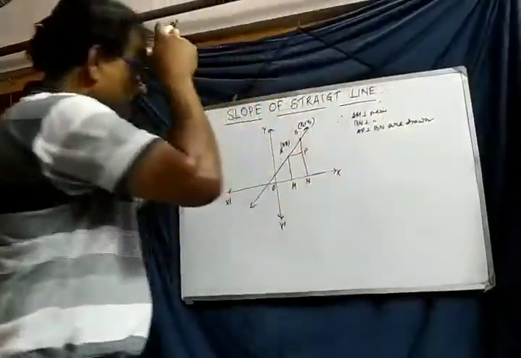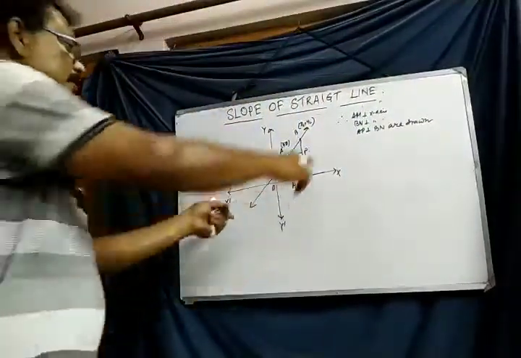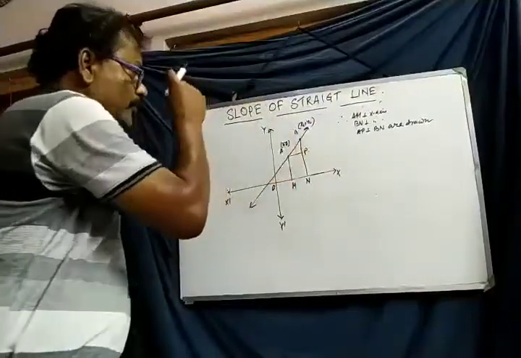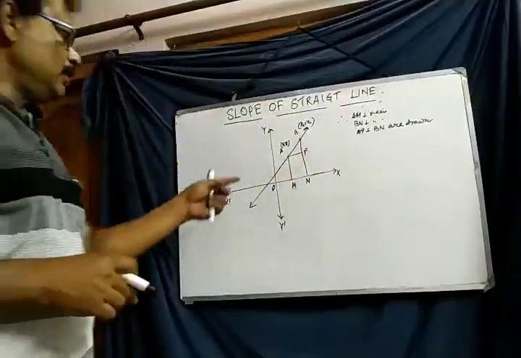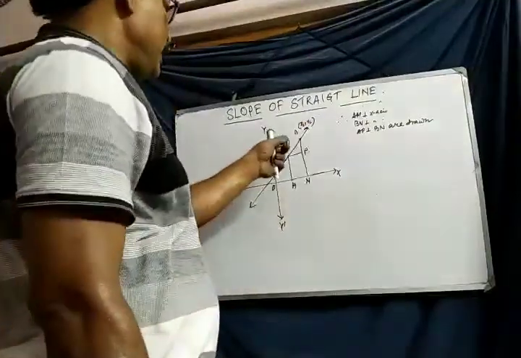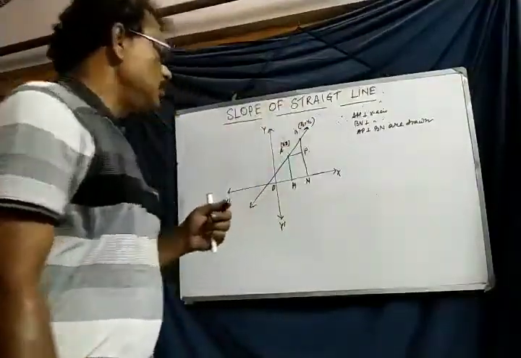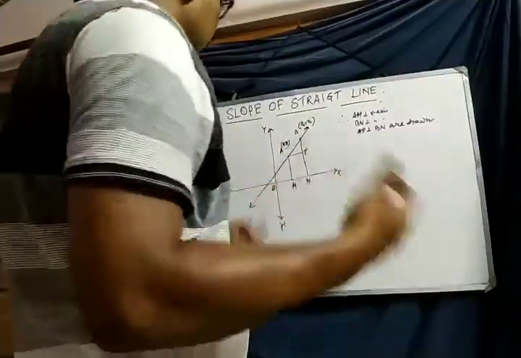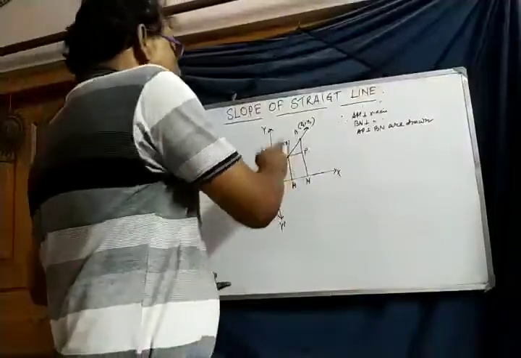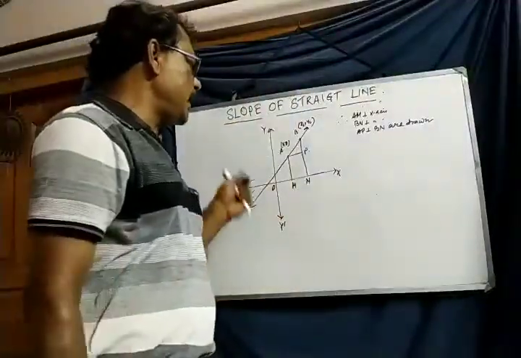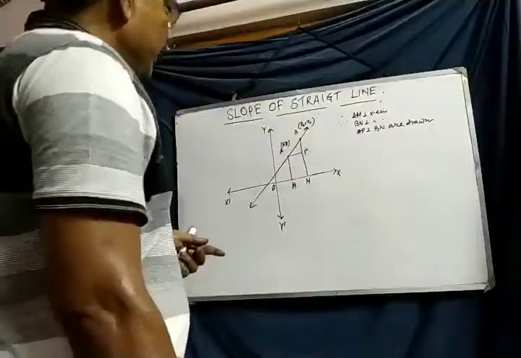Again, look at the figure. There is a straight line. A and B are 2 points on the straight line. The coordinates of A are x1, y1, and the coordinates of B are x2, y2. Now we are going to find the slope of the straight line, for which we have constructed AM perpendicular to x-axis, BN perpendicular to x-axis, and AP perpendicular to BN.